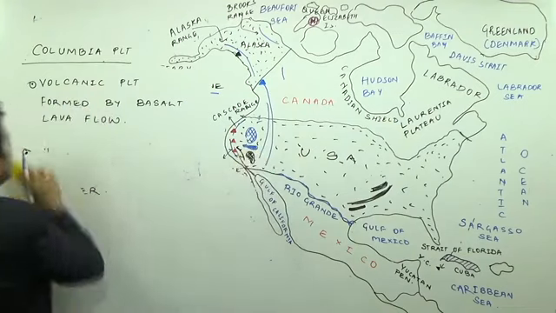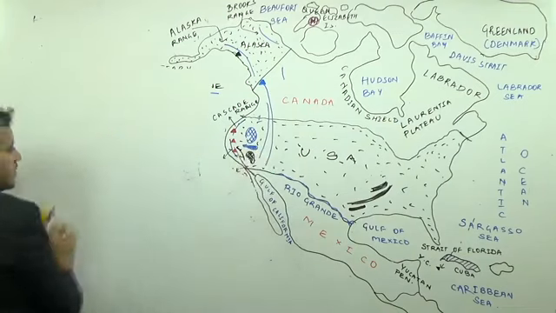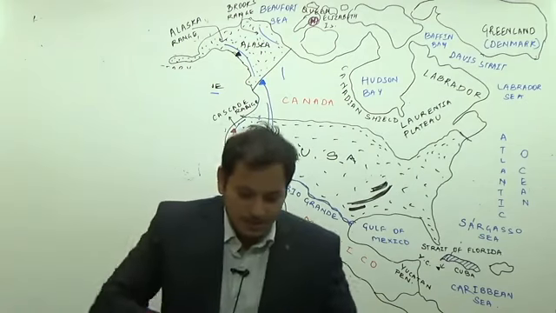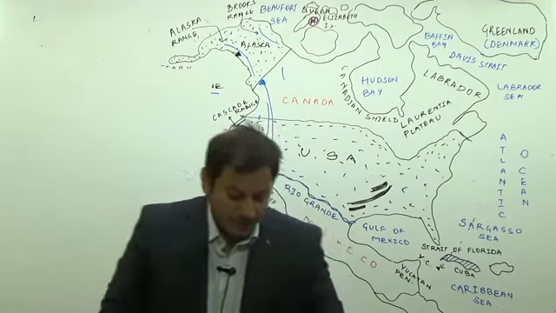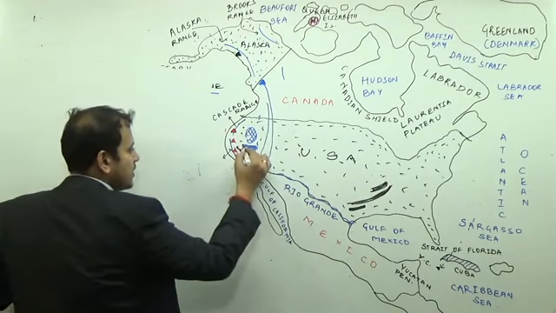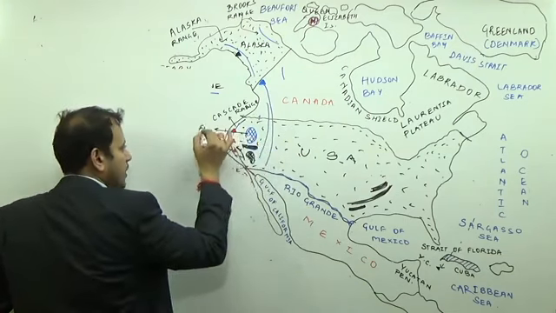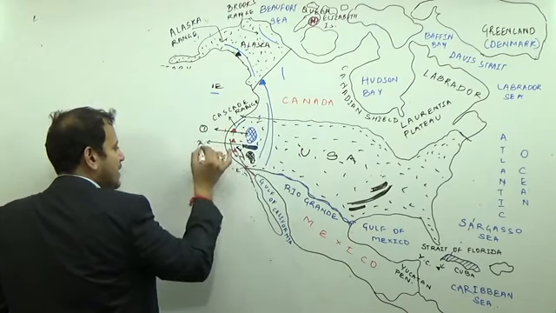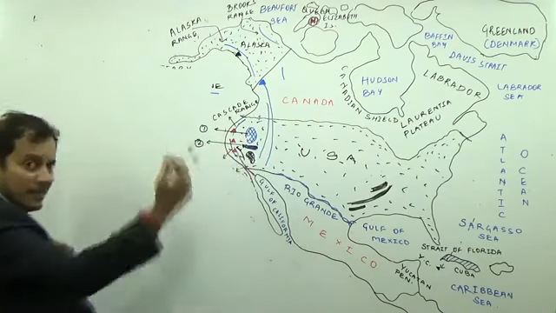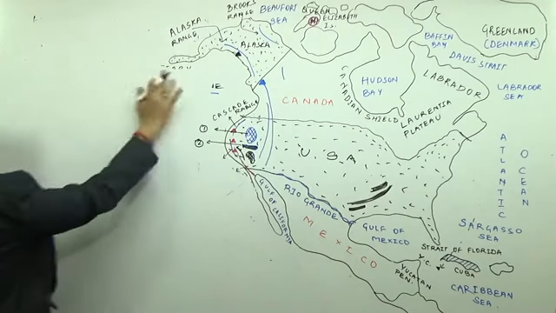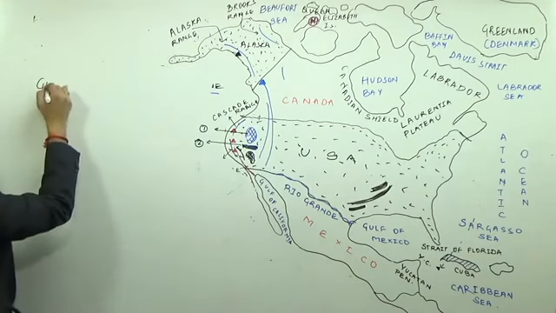This region is the Great Basin region. Which region? This region is the Great Basin region. So first is the Columbia Plateau. Second is the Great Basin region. We will come to the third when we do the third thing.